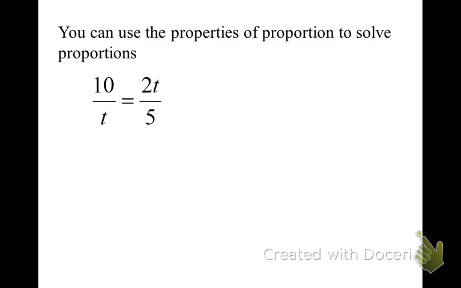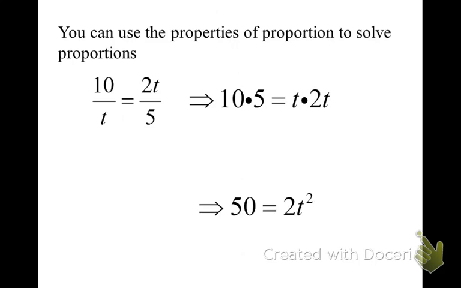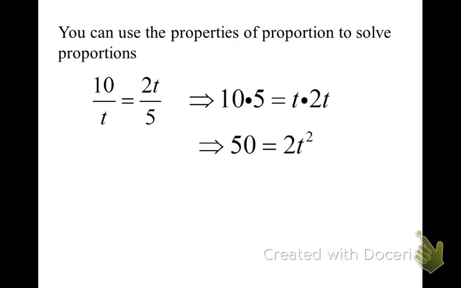Alright, so let's solve this proportion. We have 10 over t equals 2t over 5. Product of the means equals product of the extremes, or cross multiply. And when we do that, we're going to get 10 times 5 equals t times 2t. 10 times 5 is 50. T times 2t is 2t squared. Now we'll divide both sides by 2. So t squared equals 25.